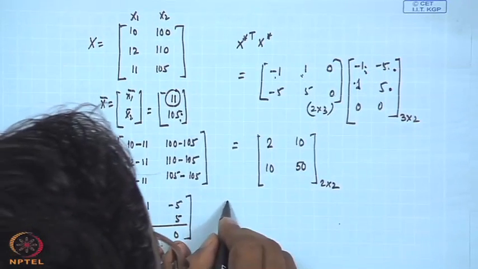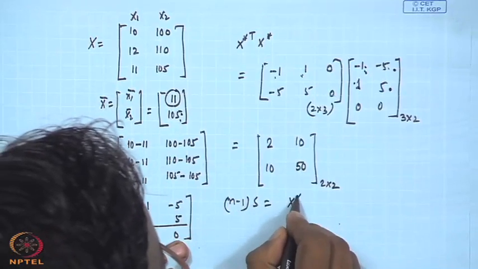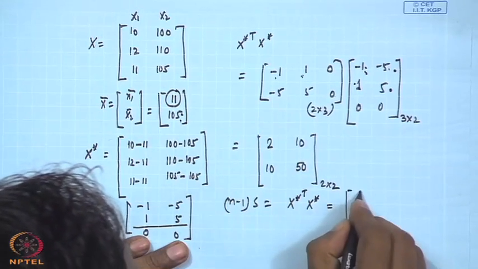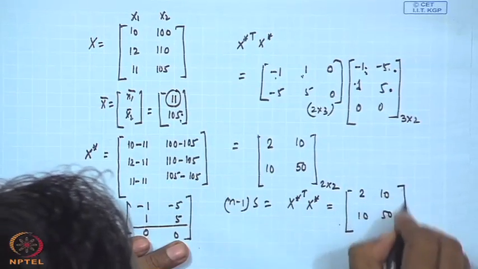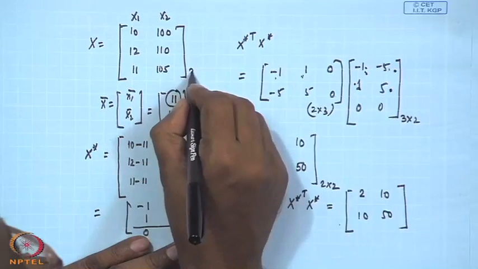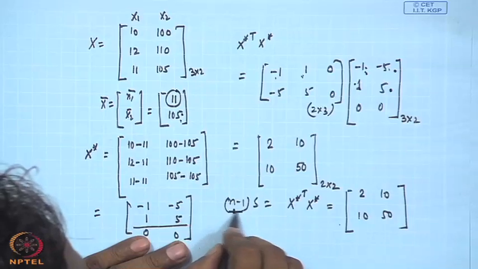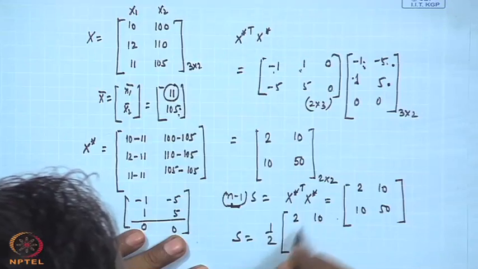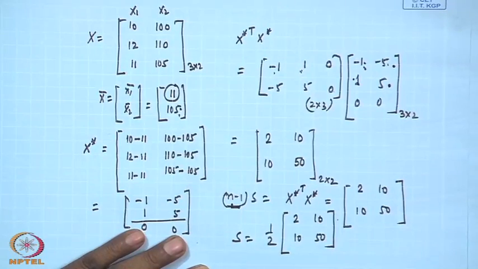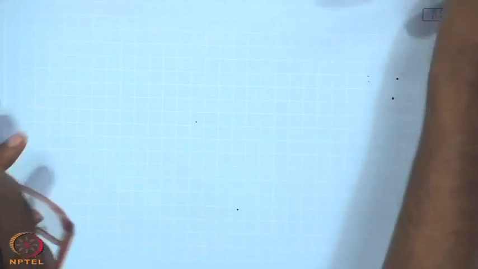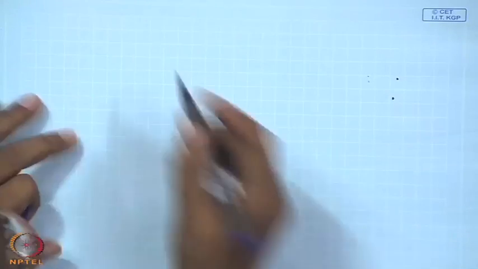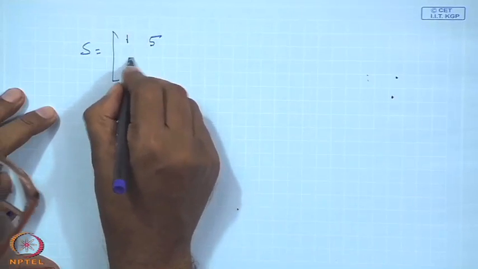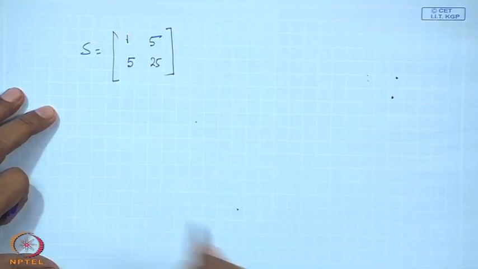So we say n minus 1 into S equals X star transpose X star, which is here [2 10; 10 50]. What is the n value here? n is 3, so n minus 1 is 2. So S will be 1 by 2 times [2 10; 10 50]. Then what is this value now? Our S is [1 5; 5 25].